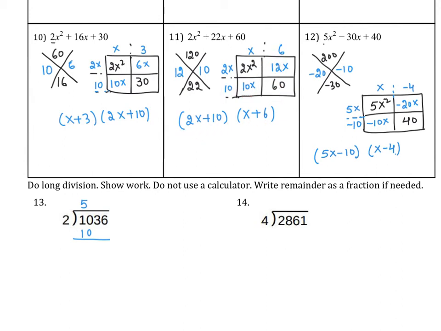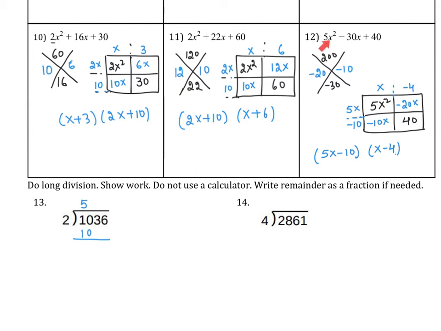The factors are x plus 6 times 2x plus 10, in any order. For number 12, you can do this question two ways, or actually any of these questions two ways. You can find the GCF first, that is 5 outside, and then inside would be x squared minus 6 x plus 8, and then you can solve the equation just the way you solved the previous questions.